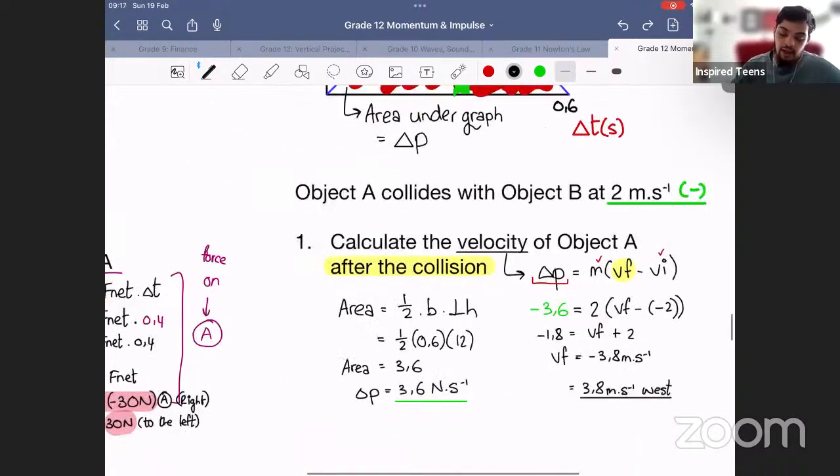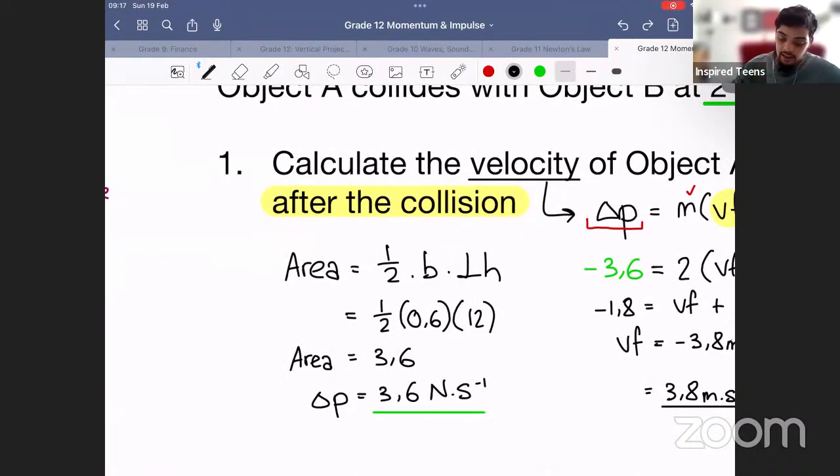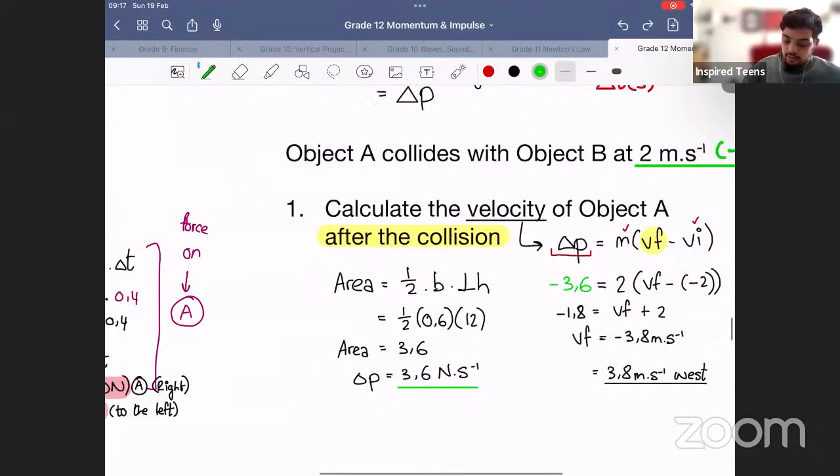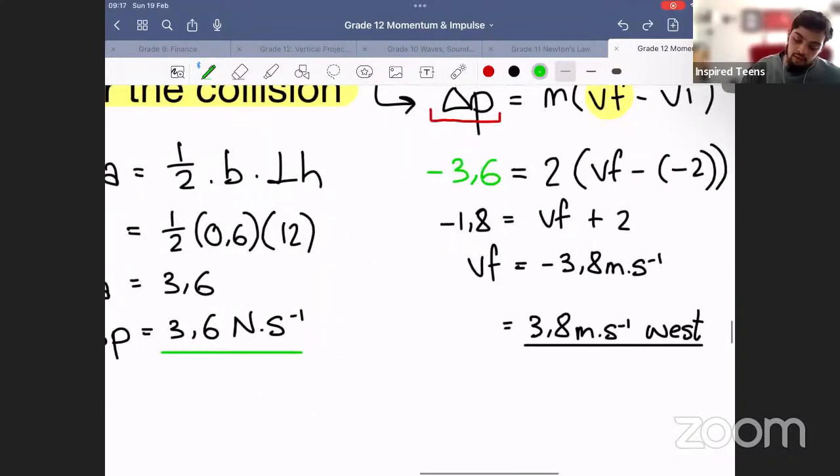Using the area under the graph to calculate the impulse, in this specific case the shape is a triangle. So we use half times base times perpendicular height, which is half times 0.6 times 12. We get the area as 3.6 units. We know that the area gives us impulse, and impulse is 3.6 N·s. We can say west to indicate the direction, so we don't have to put the negative.